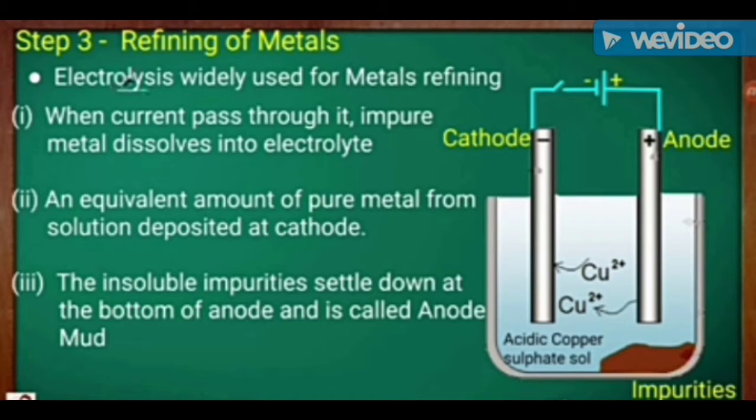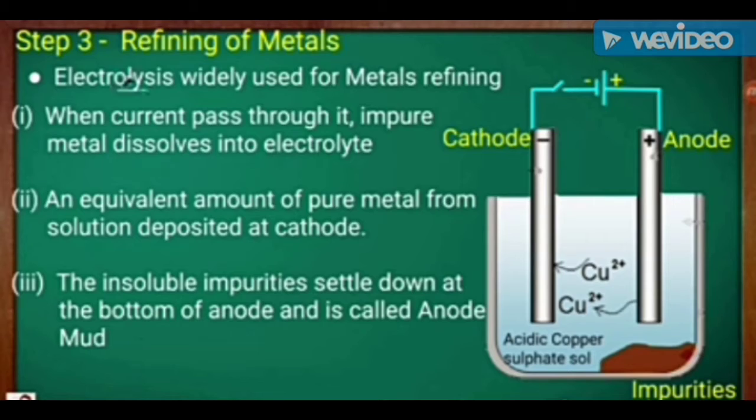So the two rods are immersed in a trough and placed in a solution. The solution is of copper sulfate solution because we are refining copper. Suppose if we are refining aluminium, we take aluminium sulfate as a solution. The cathode rod is very thin and the anode rod is very thick. The two rods are connected to a circuit.